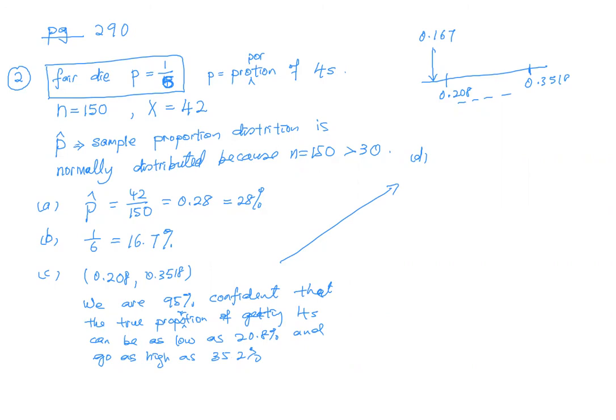Okay, so try to say the proportion of getting a 4. You say it is not a fair dice because the predicted proportion of getting a 4 when throwing a dice, the lowest value is 20.8%, which is higher than the proportion of a fair dice, which is 16.7%. Are you clear? Okay or not?